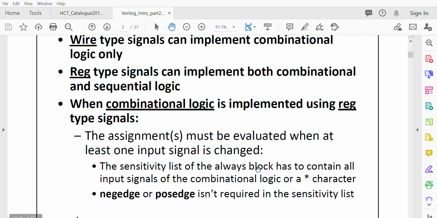At least one of the input signals should be included in the sensitivity list, or a star character, which means any signal. So the keyword negedge or posedge isn't required in the sensitivity list. This specifies the negative edge and positive edge of a signal, which is like a rising edge or falling edge of a signal. So this is not required.